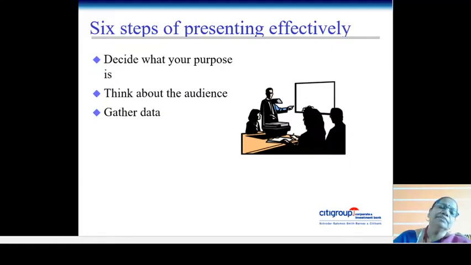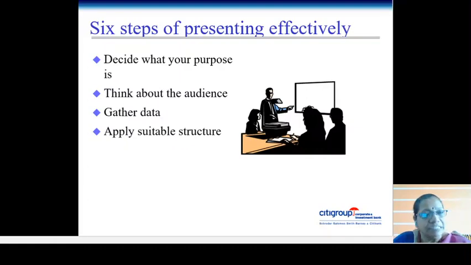For presentation, the most important thing is to gather data. Without data, you cannot present anything. So you have to gather the data about the topic on which you are going to present. Apply suitable structure. Whatever content you have with you, you have to give a suitable structure for your presentation. For example, you have to start, you have to explain, illustrate, and you have to end.